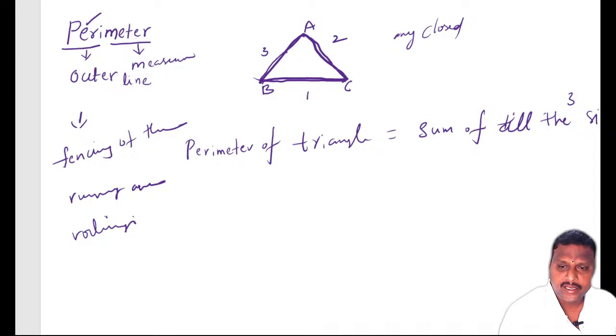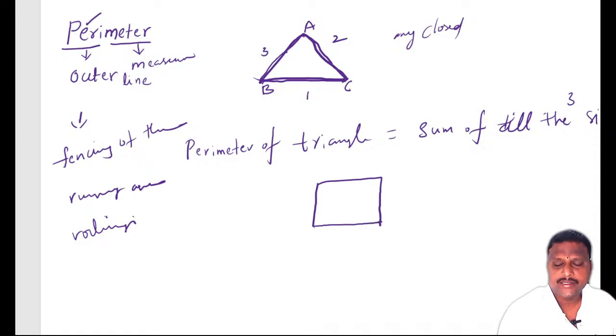If I take a quadrilateral, whether it is a square, a rectangle, any quadrilateral, it is also the sum of all four sides. The sum of all four sides is called the perimeter of that closed figure. Okay.